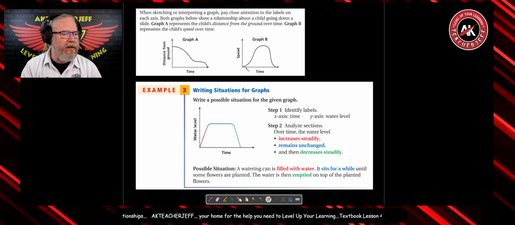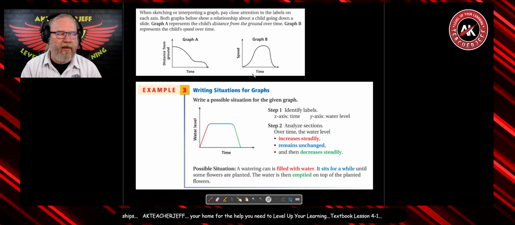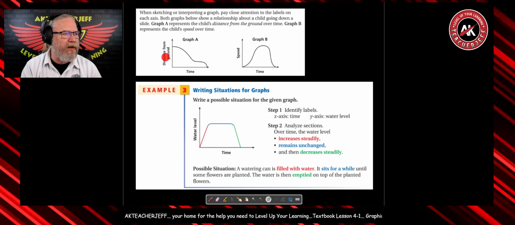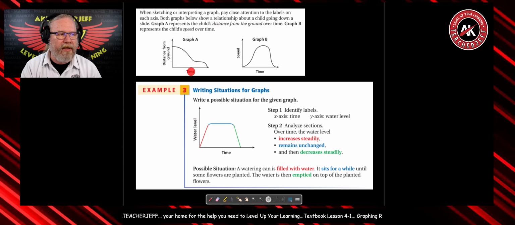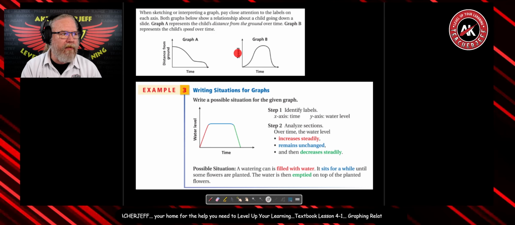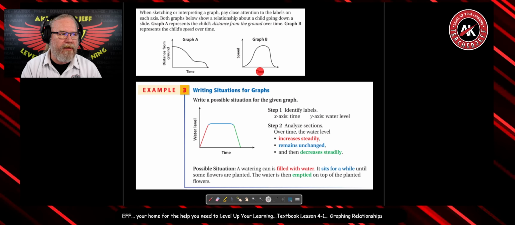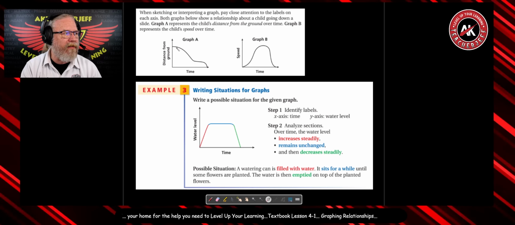Notice both of them are measured. The x value is measured in time on both of them. However, on graph A, we're measuring the distance from the ground in relationship to time. And here on graph B, we're looking at the speed that the child is going in relationship to time. Let's go ahead and look at graph A first.